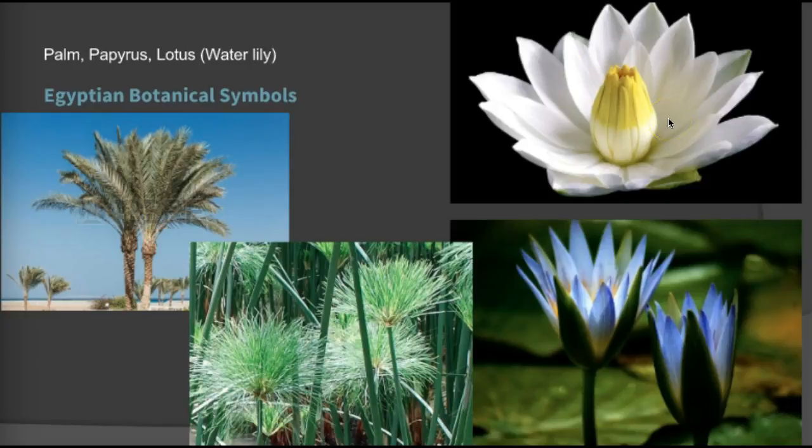Specifically, there's the white lotus, which has this bud in the center, which is sort of represented in the shape of the pharaoh's crown that we were looking at earlier. But we also have the blue lilies and their bud.